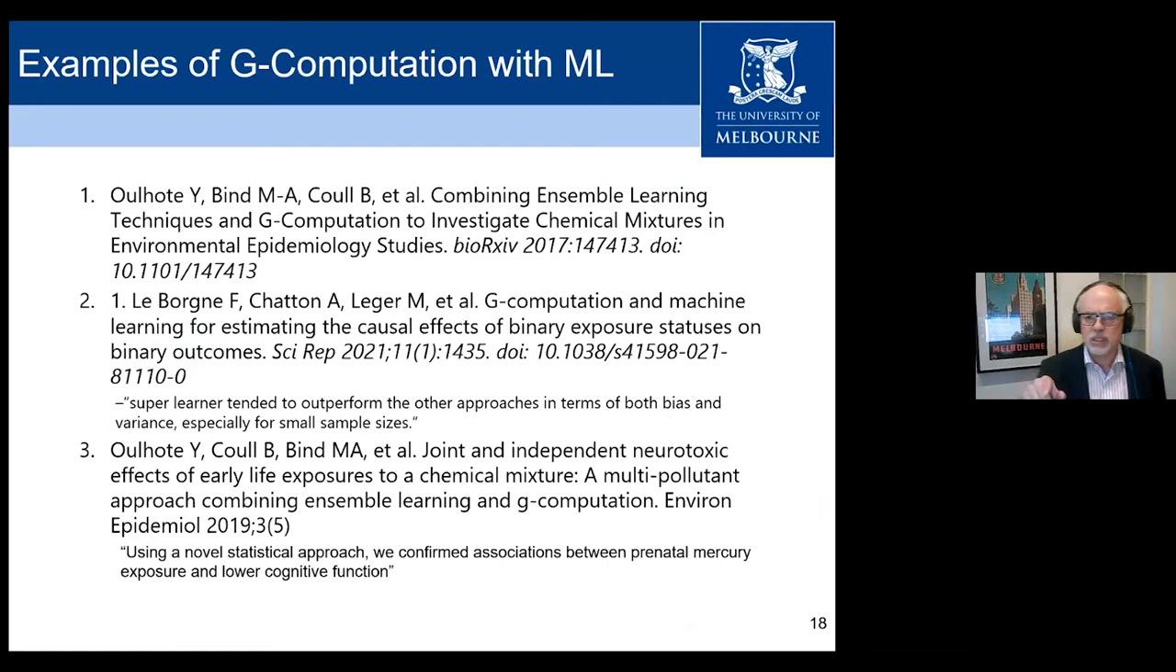Last night, I took a break from all the COVID work I've been doing the last 18 months and quickly did a Google Scholar search. And there are examples of recent G computation using machine learning. So I just pulled out three there. I'll make these slides available to people, but I simply found these using Google Scholar. It was nothing fancy. For example, in this paper in Scientific Reports, Super Learner tended to outperform the other approaches in terms of both bias and variance, especially for smaller sample size. So these guys are finding that when you've got a small sample, the machine learning, if you do it correctly, presumably, I didn't get time to read the whole paper, helps give you better causal inference here. Or at least that's what they're deducing. This one, using a novel statistical approach, we confirmed associations between prenatal mercury exposure and lower cognitive function.